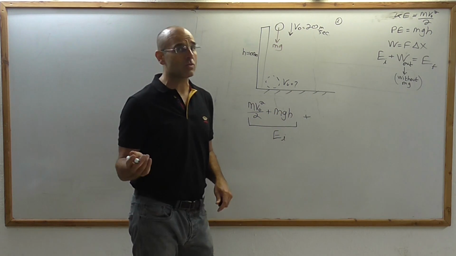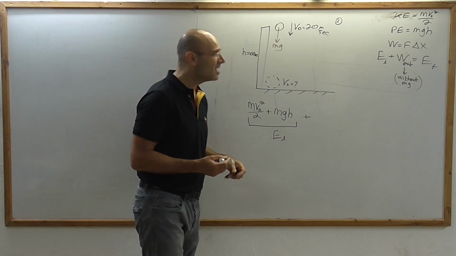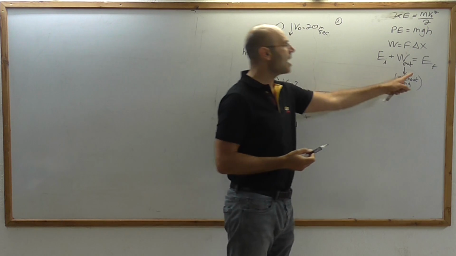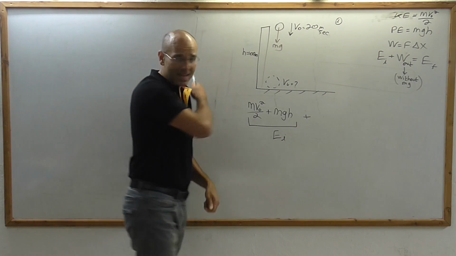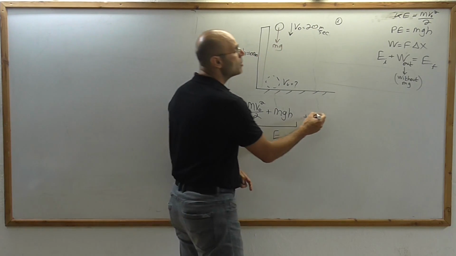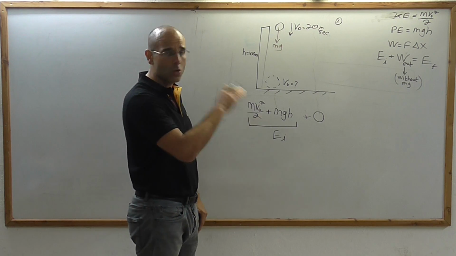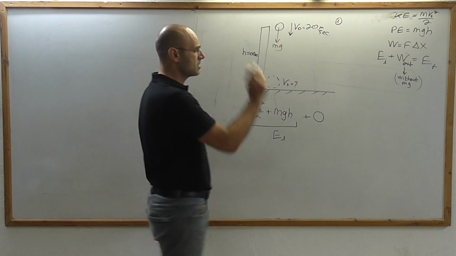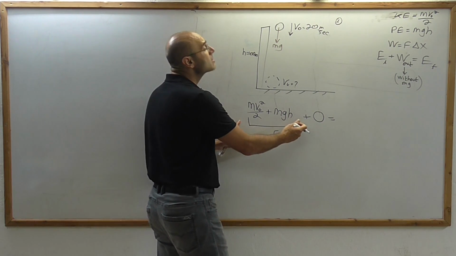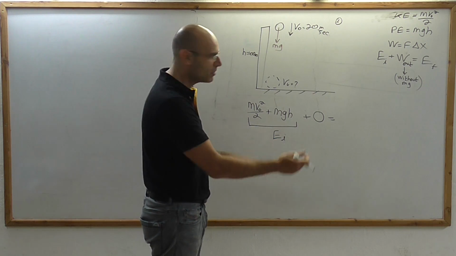Plus, let's talk now about the W, the work done on this mass. What forces are applied on this mass? Only the mg, but we said without the mg. So if we neglect the mg, there are no forces applied on this mass, so the work will be 0, which means that there is no work done on this mass. Which also means that the initial energy of this mass must be equal to the final energy of this mass.